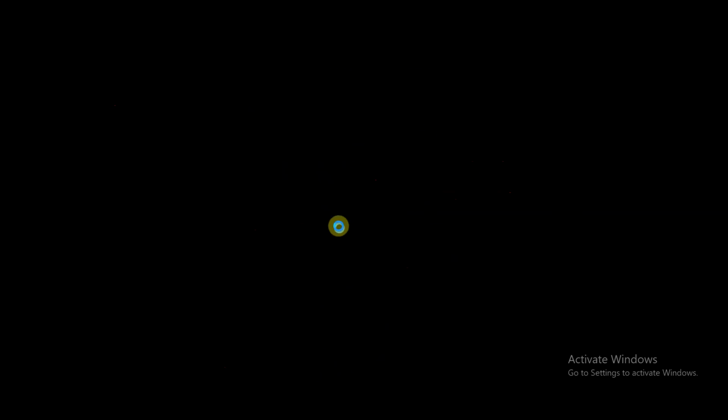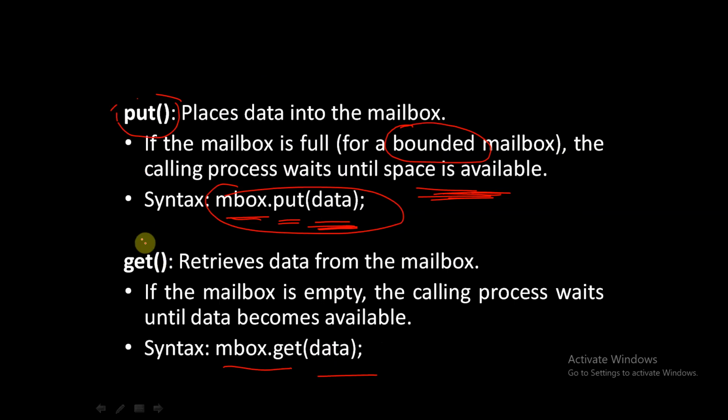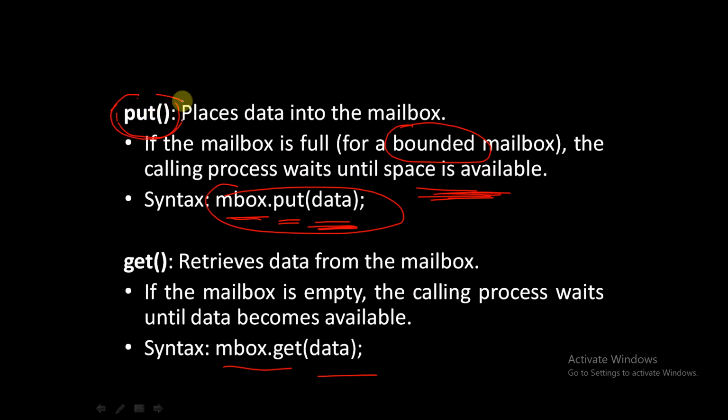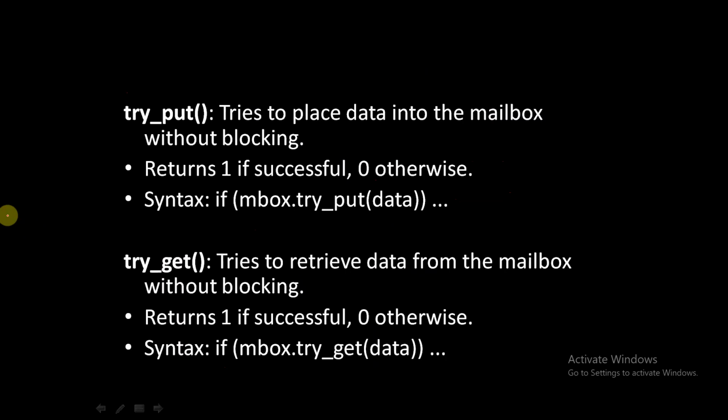So this put and get are blocking actually, because these methods are waiting. Here the put method will wait until the mailbox gets empty, and here the get method will wait until the mailbox has at least one element. Whereas here try_put and try_get are actually non-blocking, because it tries to place the data into the mailbox without blocking. Okay, it will return 1 if successful, 0 otherwise.